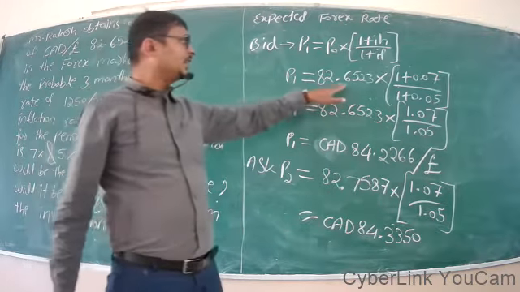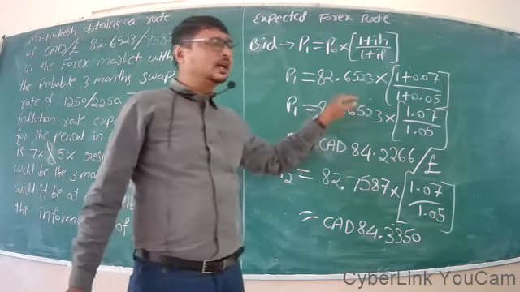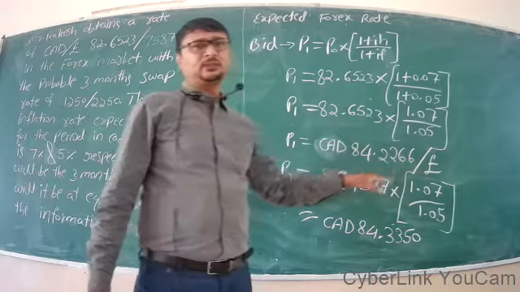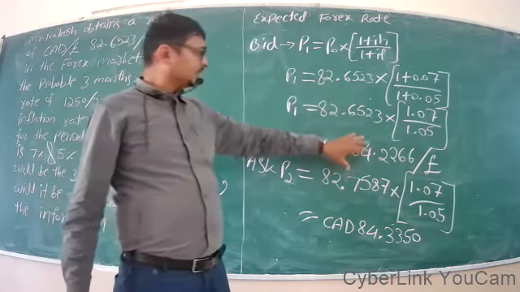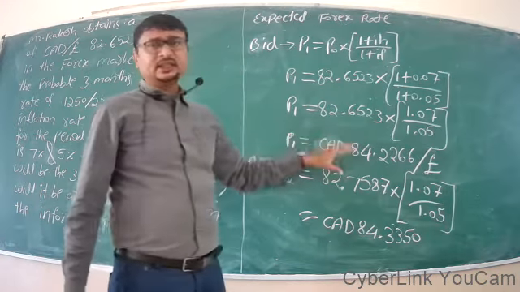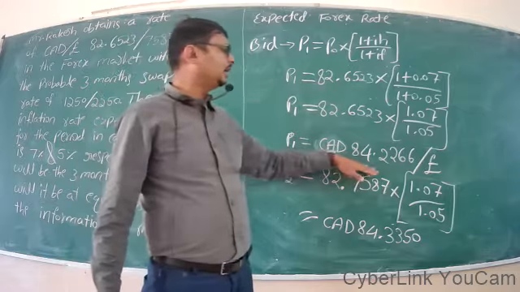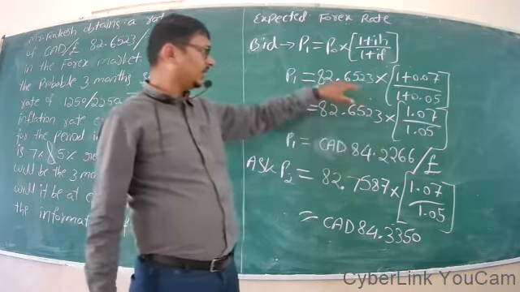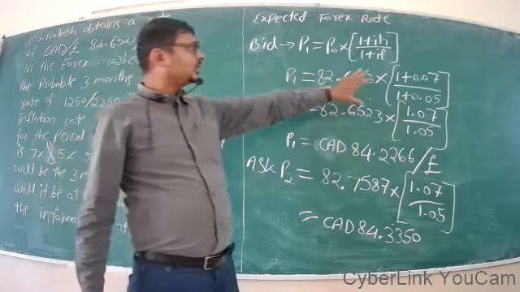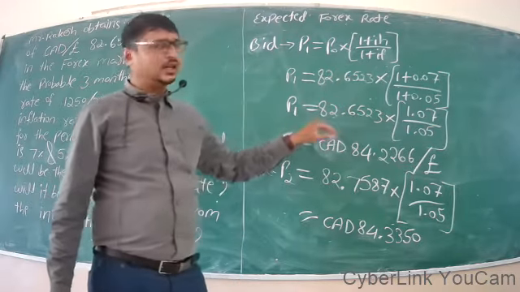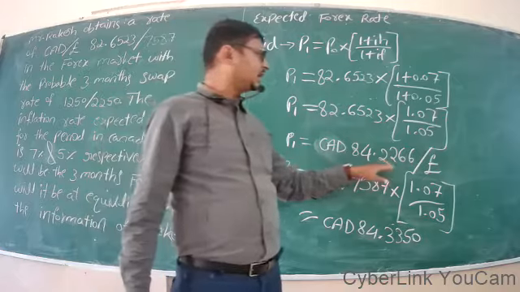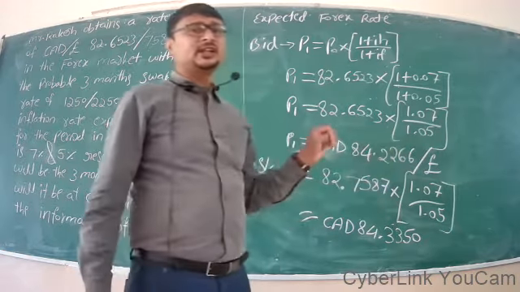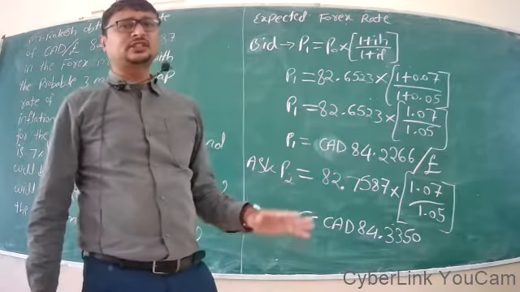Earlier it was 82.6523. Now it has become 84.2266. That means the Canadian dollar has increased from 82 to 84. So if it is increased, that means 82.6523 was the earlier spot rate, and now it has become Canadian dollar 84.2266 per sterling pound. That means the Canadian dollar got depreciated against the sterling pound.